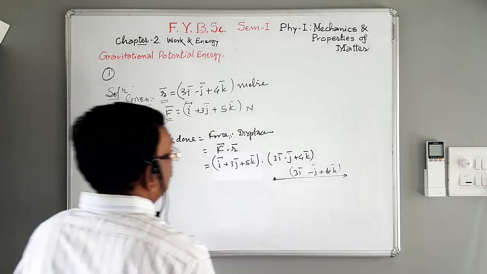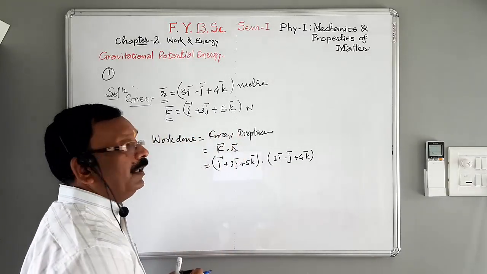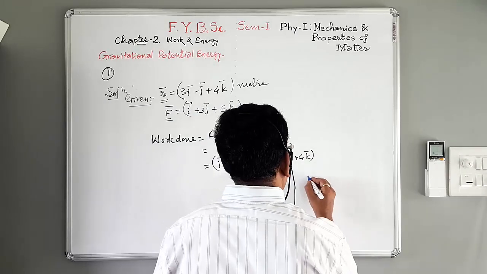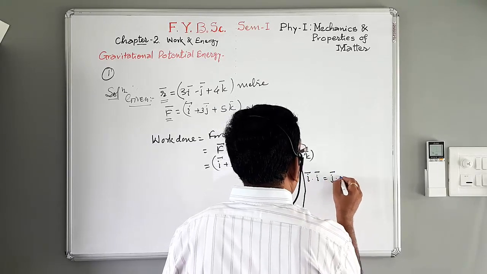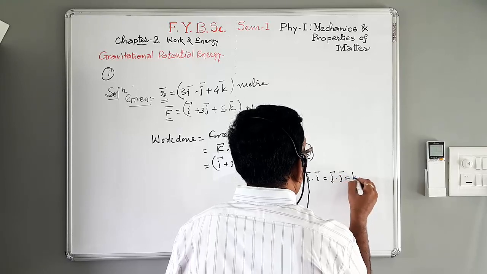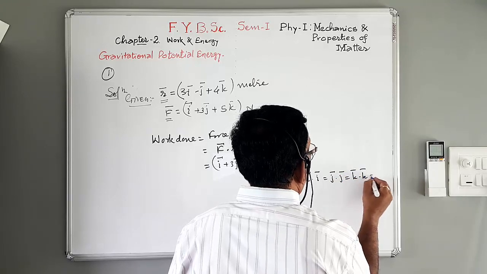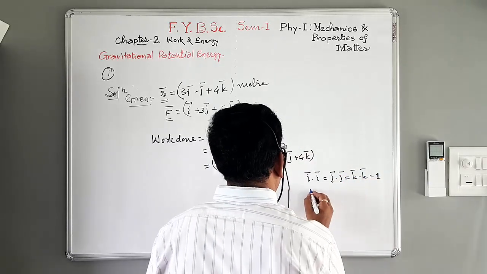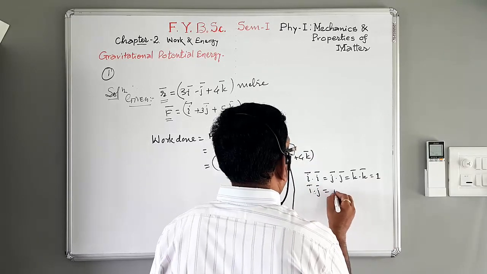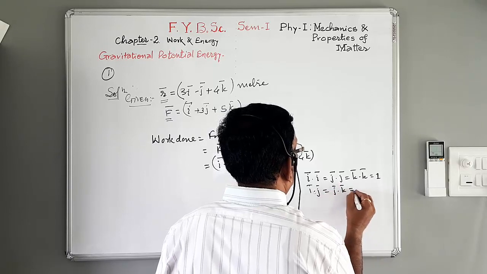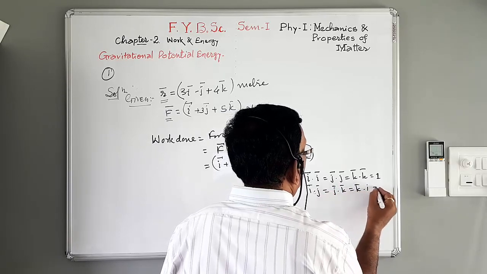When we solve this term, remember that we are going to use the vector dot products: i dot i is equal to j dot j is equal to k dot k is equal to 1, and i dot j is equal to j dot k is equal to k dot i is equal to 0.